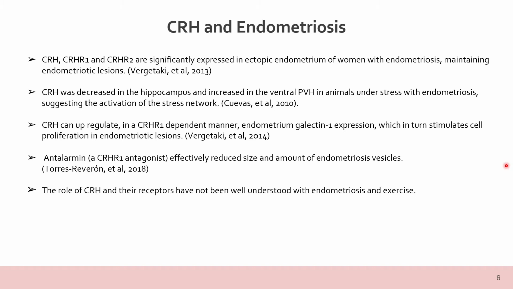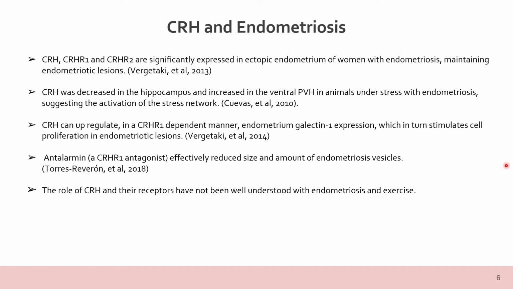Research shows that CRH and its receptors are significantly expressed in endometrium outside the uterus, helping maintain inflammation and local stress. Also, it has been shown that CRH was decreased in the hippocampus and increased in the ventral paraventricular hypothalamus in animals under stress with endometriosis, suggesting the activation of a stress network.